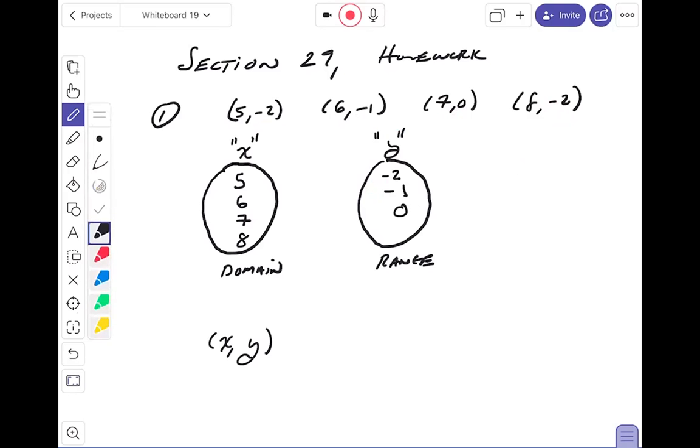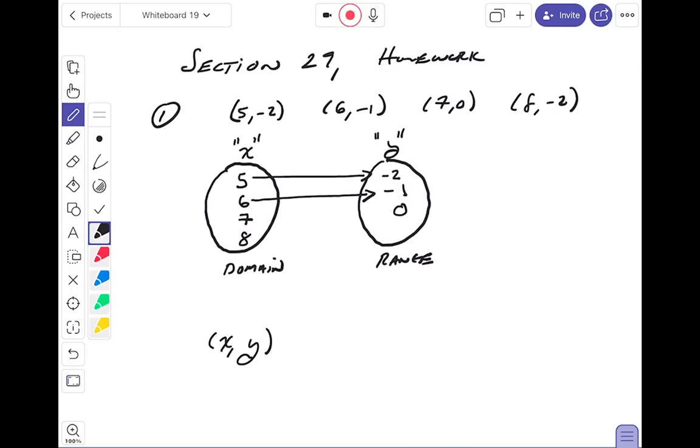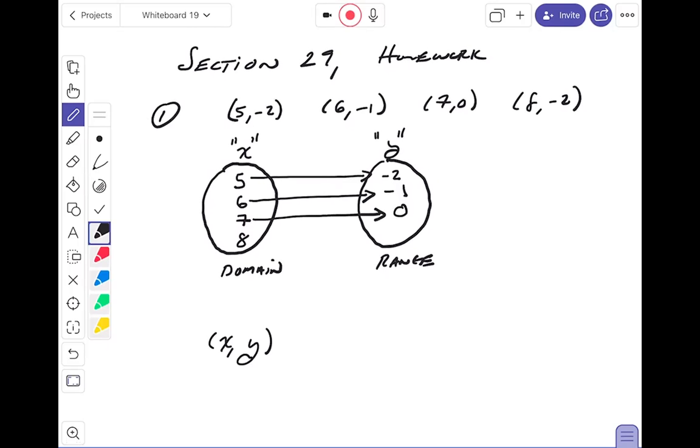And the relationship: 5 is related to -2. 6 is related to -1. 7 is related to 0. And 8 is related to -2.